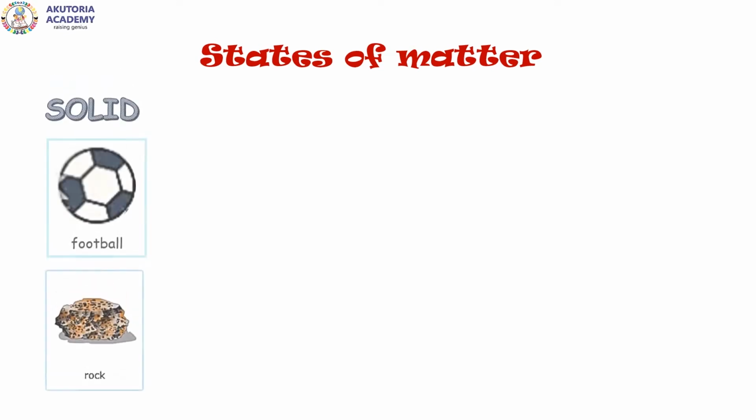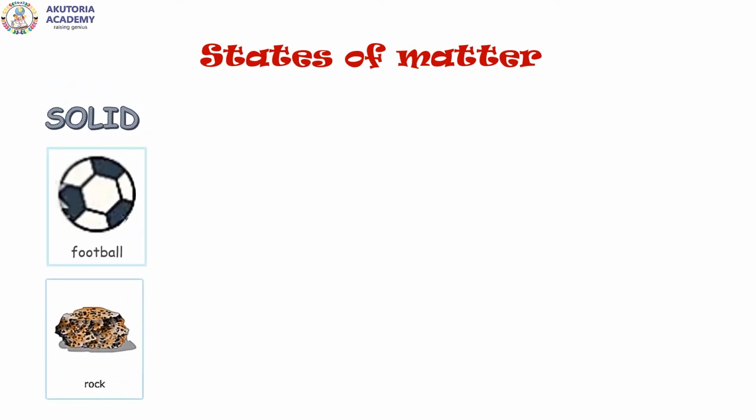Now, states of matter. What are the different states we could find matter in our environment? The first state we'll be talking about is the solid state. The solid state of matter is the state of matter we could easily find in our environment, because we can see things like the football, the rock in our environment. They are all known as the solid state of matter.